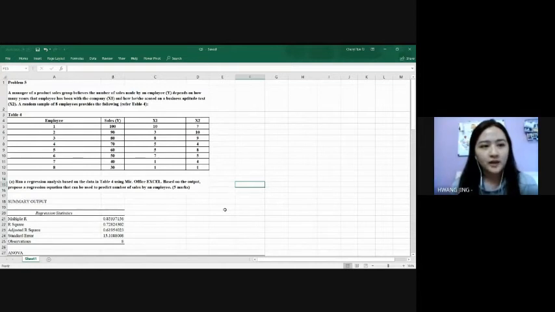A manager of a product sales group believes that the sales made by an employee, Y, depend on how many years that employee has been with the company, X1, and how he or she scored on a business aptitude test, X2. A random sample of 8 employees provides the following, referred to as table 4. So question A: run a regression analysis based on the data in table 4 using Microsoft Office Excel. Based on the output, propose a regression equation that can be used to predict the number of sales by an employee.